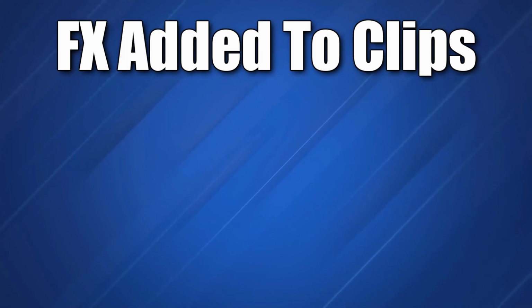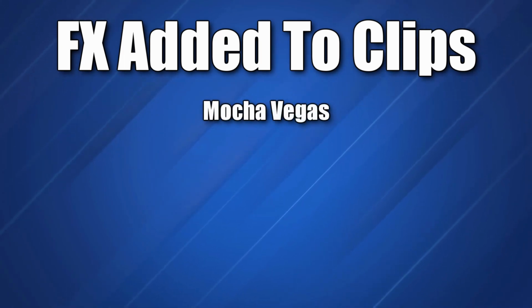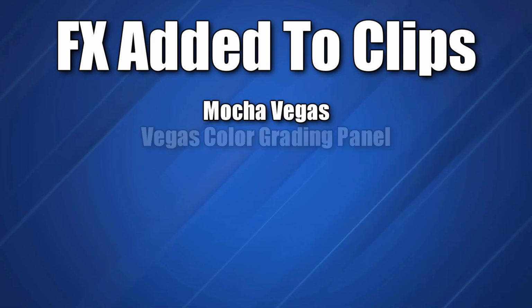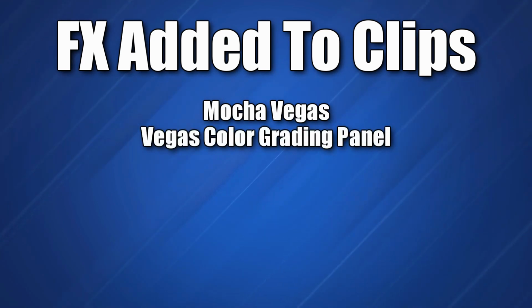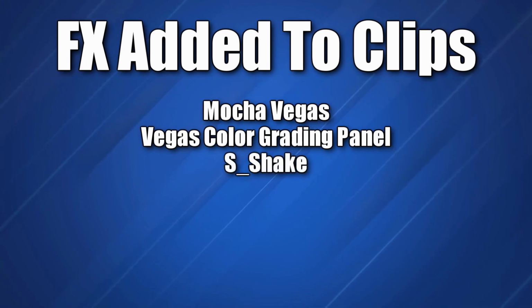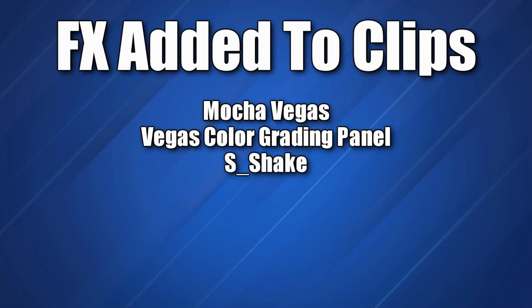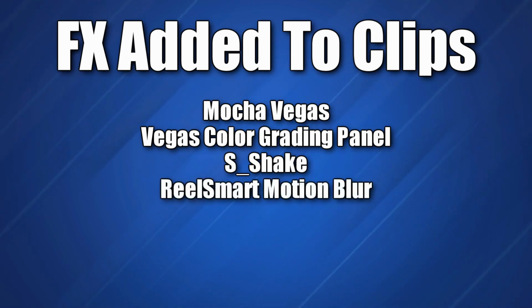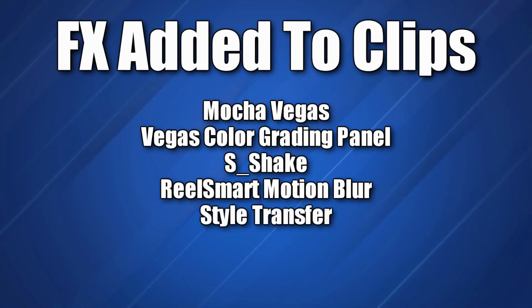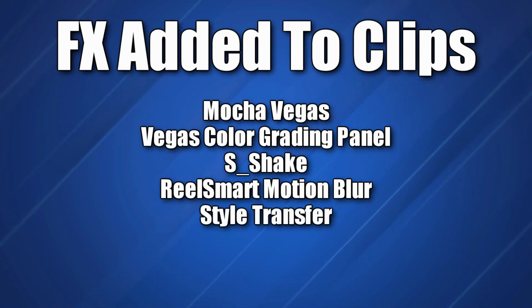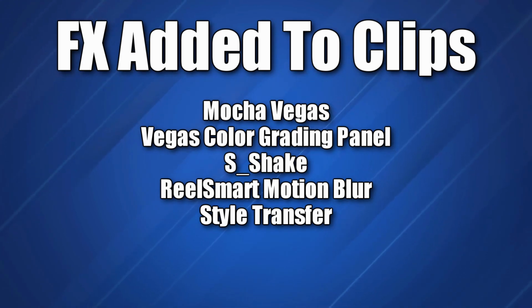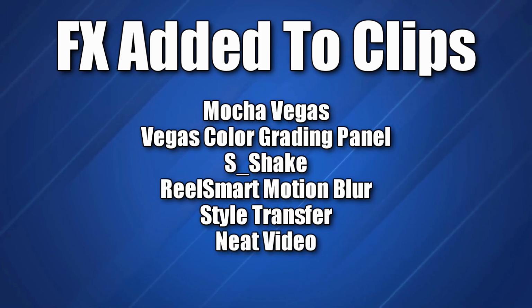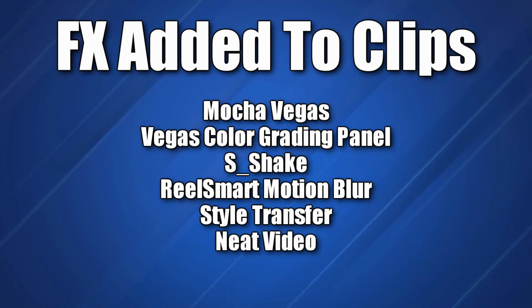And the effects I'll be adding are Mocha Vegas, which comes with Vegas Pro 21 Suite and Post versions, Vegas Color Grading Panel, where I'm going to be adding a conversion LUT, S-Shake from Boris Effects Sapphire, which is one of the most common effects that the average Vegas user applies to their footage, Real Smart Motion Blur, which is the absolute best motion blur plugin I've ever used, Style Transfer, which is an intense visual effect that Vegas comes with that uses AI to alter your media and replicate famous art styles, Neat Video, which is the industry standard for removing digital noise from your video.